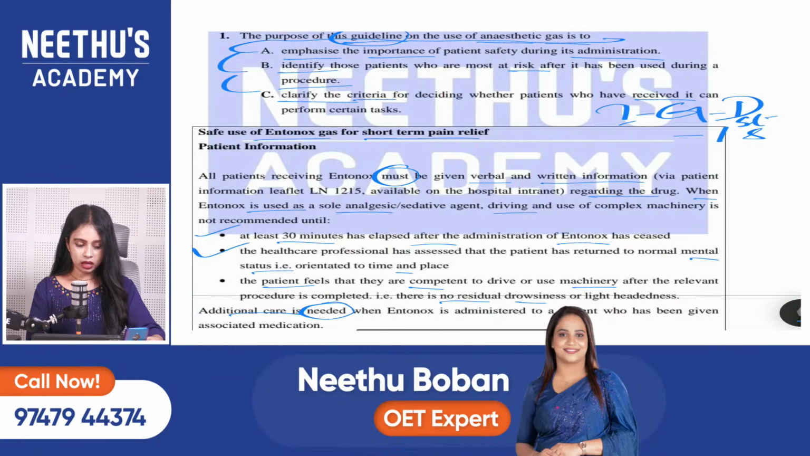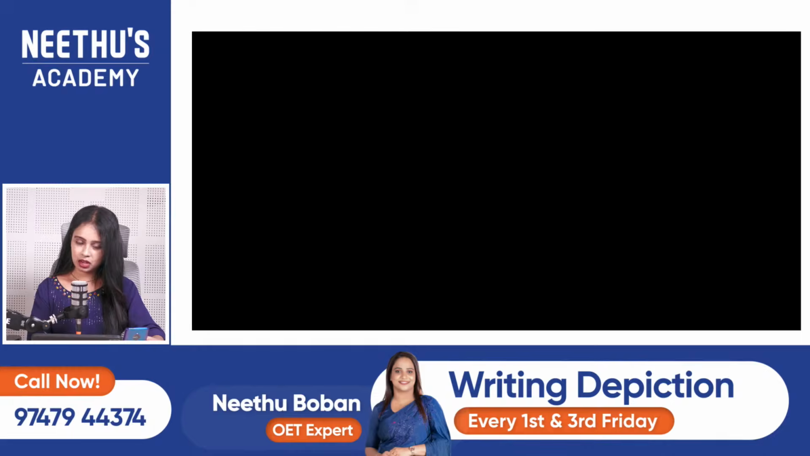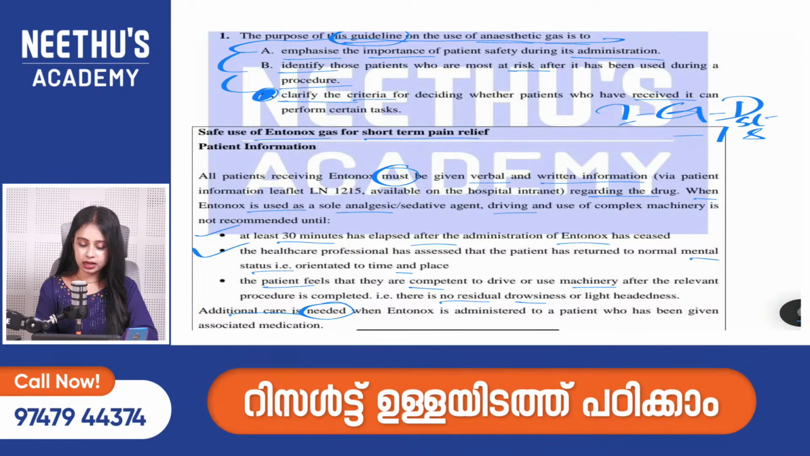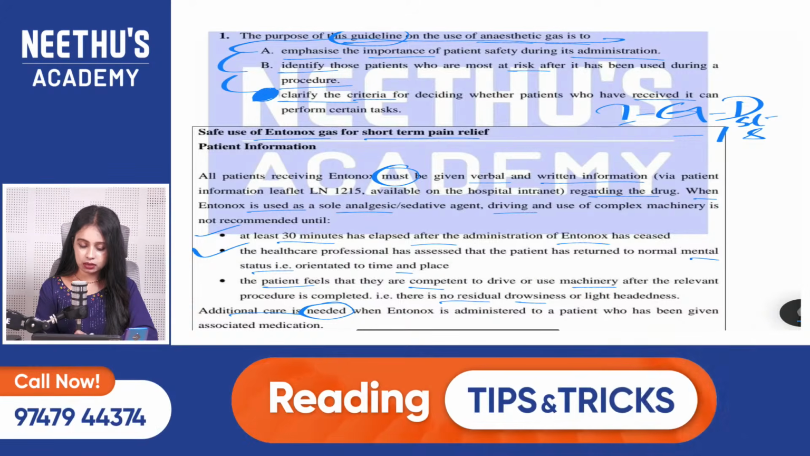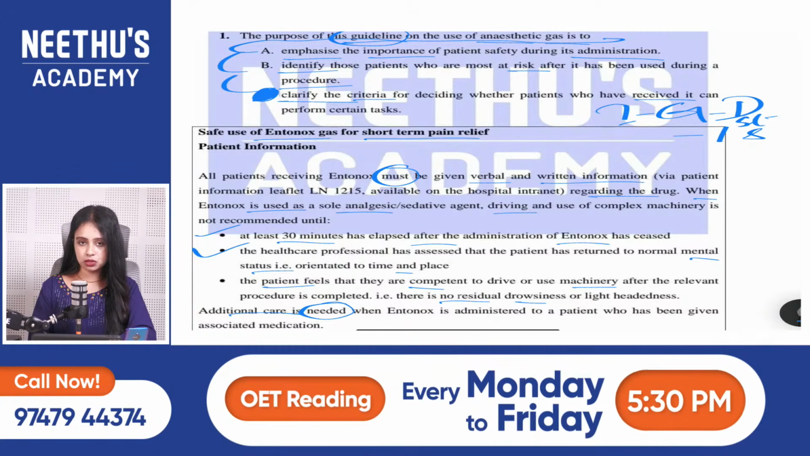Yes. Anyone with the right answer, let me know. Okay, so the answer is option C. Clarify the criteria for deciding whether patients who have received it can perform certain tasks. That is the correct answer. Okay, so now let's find out why, as well as how we can eliminate the other two options.